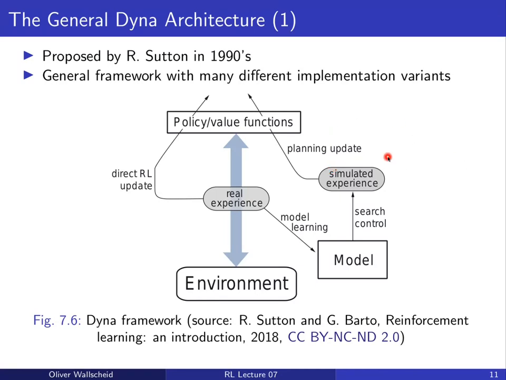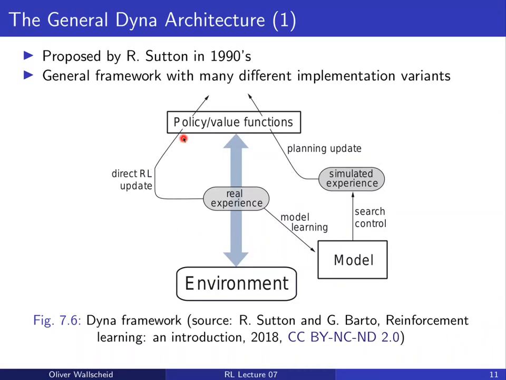So the general Dyna architecture is summarized here in figure 7.6. It was also invented by Richard Sutton, who is one of the two main authors of our main literature resource, also here depicted again as a source of that figure. And the Dyna framework is a very broad, let's say, class of integrating possibilities of indirect and direct reinforcement learning. So here on that slide we see the broad idea of bringing everything together, and then in the subsequent slides we will also see one specific example of how to do this integration.